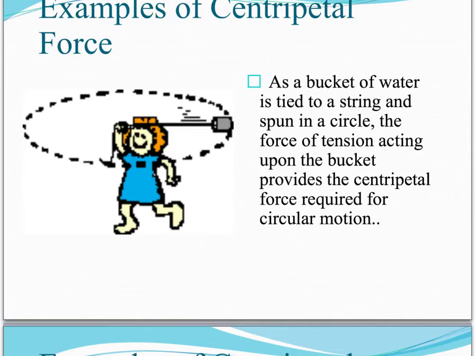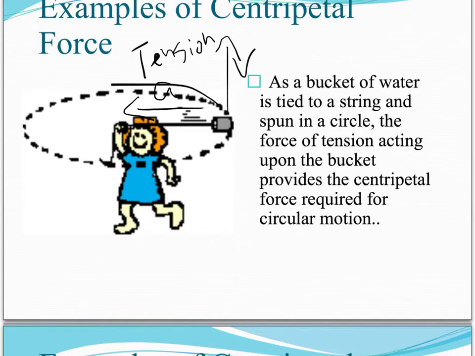As a bucket of water is tied to a string and spun in a circle, the force of tension acting upon the bucket provides the centripetal force required for the motion. Why? Because the bucket, as it's swinging around, wants to do this. This is the velocity. It wants to go that way, but you have acceleration. The tension, which is just another fancy way of saying force, is accelerating it that way. That causes the circular motion.